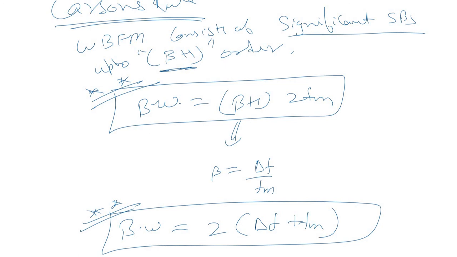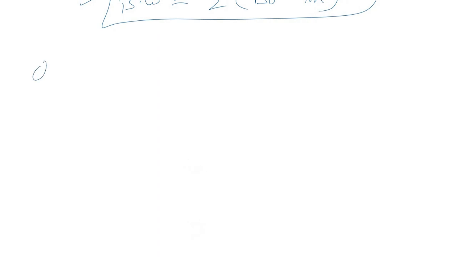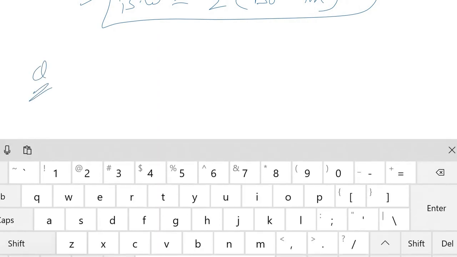Now let us have a look at one numerical problem based on this concept. The question is: a sinusoidal carrier of 20 volts and 2 megahertz. These are the parameters, that is, amplitude and frequency of the carrier signal.